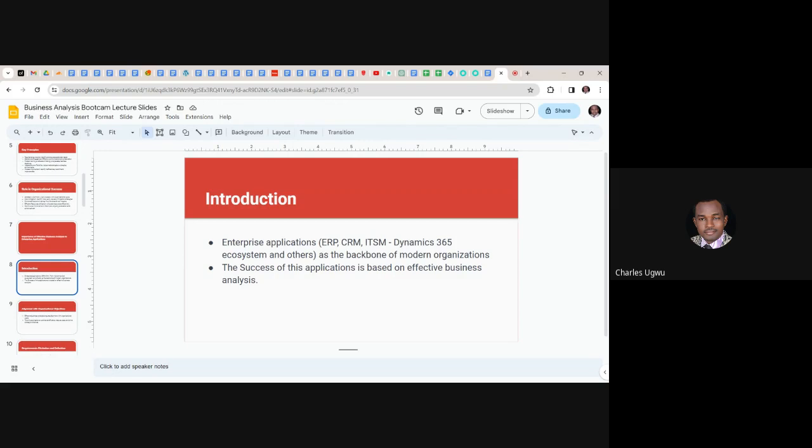The most popular is Office 365. Everybody is using Microsoft Word, Microsoft Excel, PowerPoint, and so many of them. These are enterprise applications, the basic enterprise applications from Microsoft. When we want to go up a bit, advance in enterprise applications, within Microsoft, we start talking about the Dynamics 365 ecosystem.